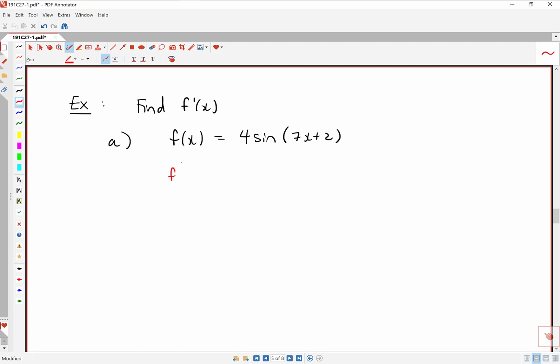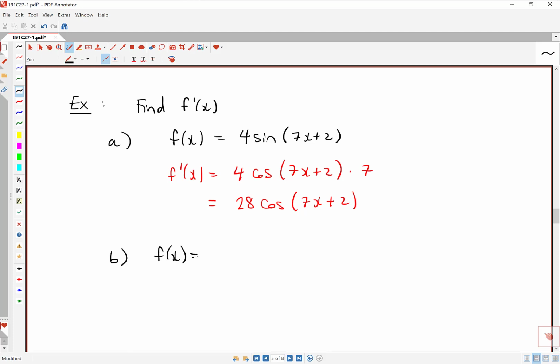So we'll say, okay, that 4 is just a constant that stays out in front. Take the derivative of the sine function to get cos, keep the inside function the same, and then multiply by the derivative of that inside function, which is 7. And then just to clean that up, the 4 and the 7 would get multiplied together. So you'd have 28 times cos of 7x plus 2.